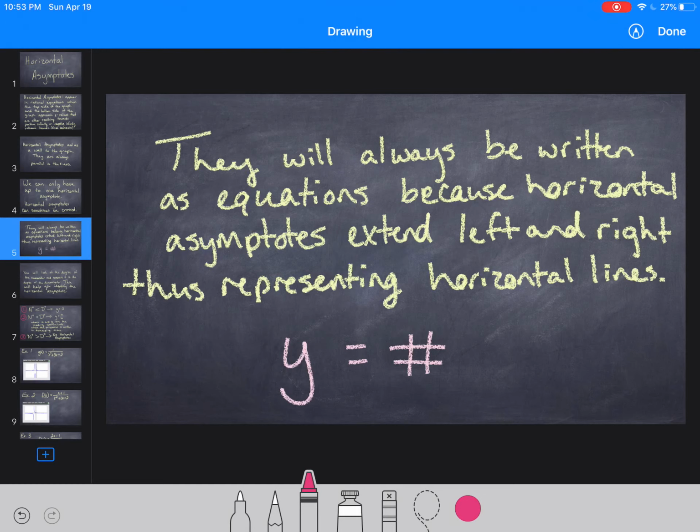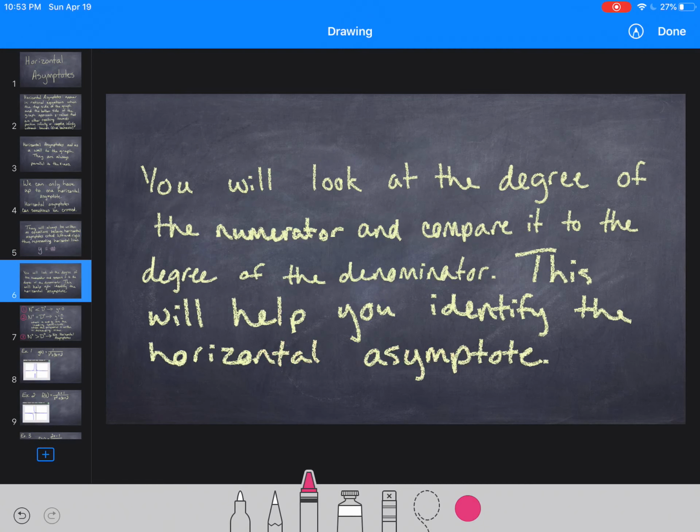They will always be written as equations because horizontal asymptotes extend left and right, thus representing a horizontal line. Horizontal lines must always be written as an equation, so we'll use y equals a number.